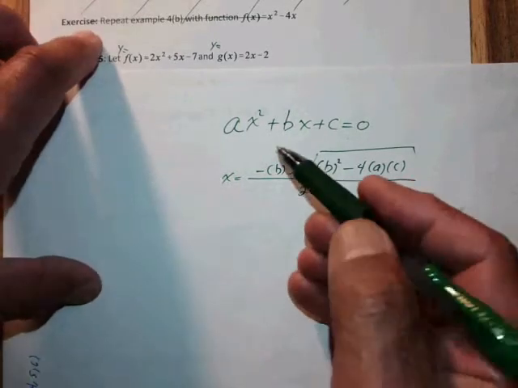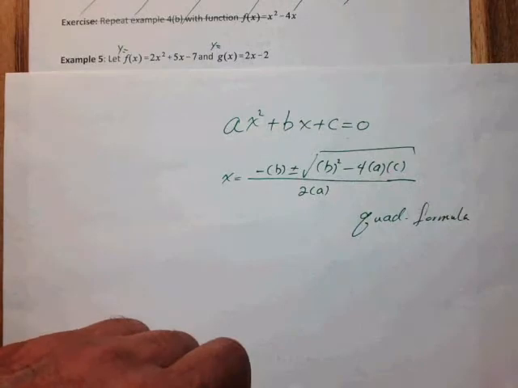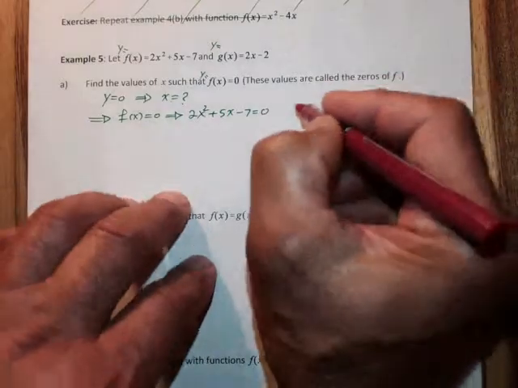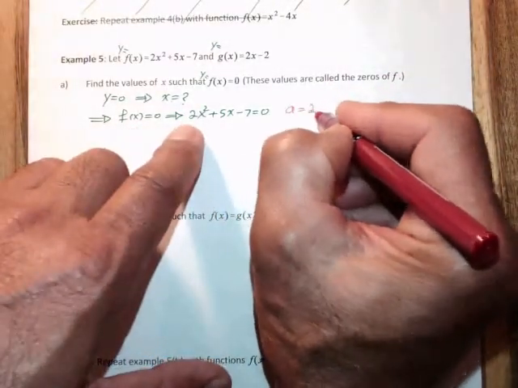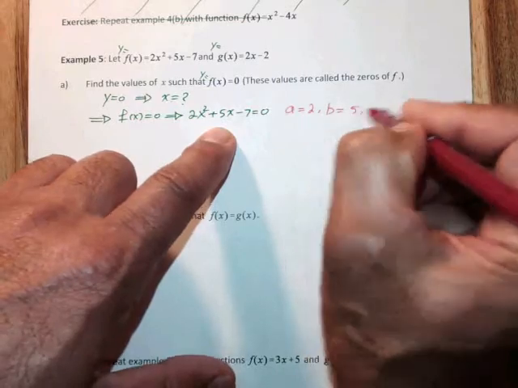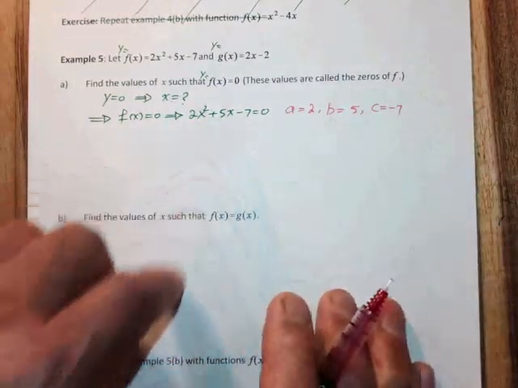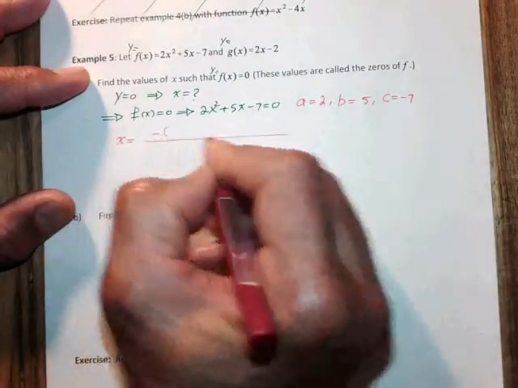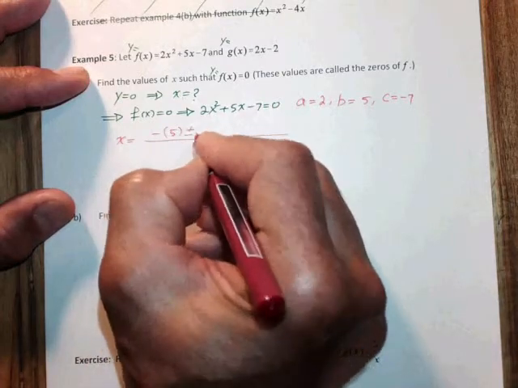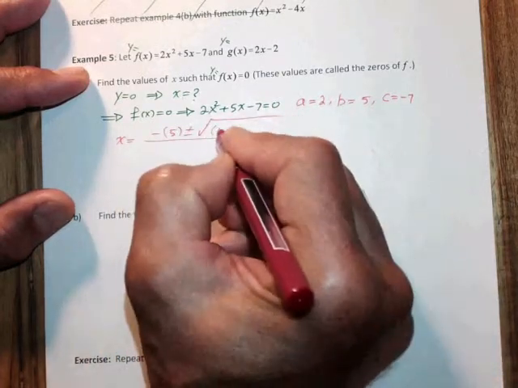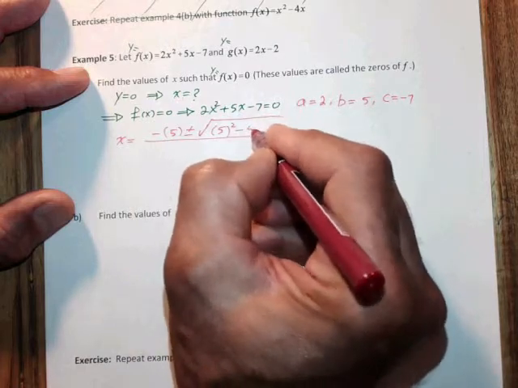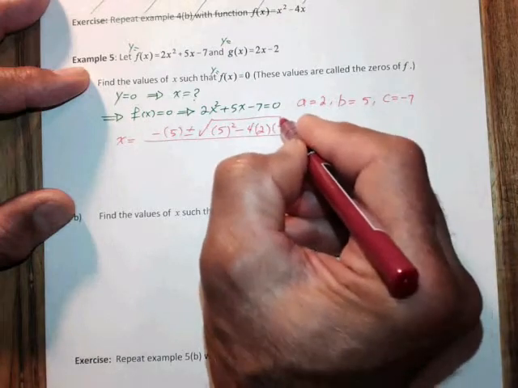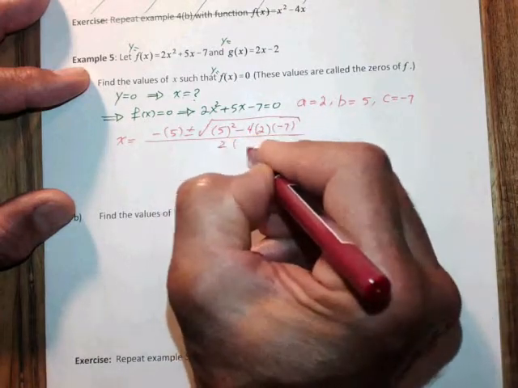So all you have to do is to figure out what your a, b, c are, put them in this formula to get values of it. So let's do it right here. In this case, a is 2, b is 5, and c is negative 7. So x is minus b, minus 5, plus and minus the square root of b squared, which is 5 squared, minus 4 times a, which is 2, times c, negative 7, divided by 2 times a, which is 2.